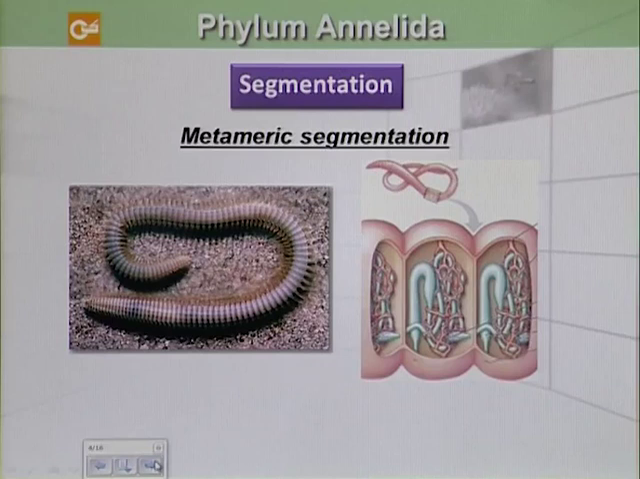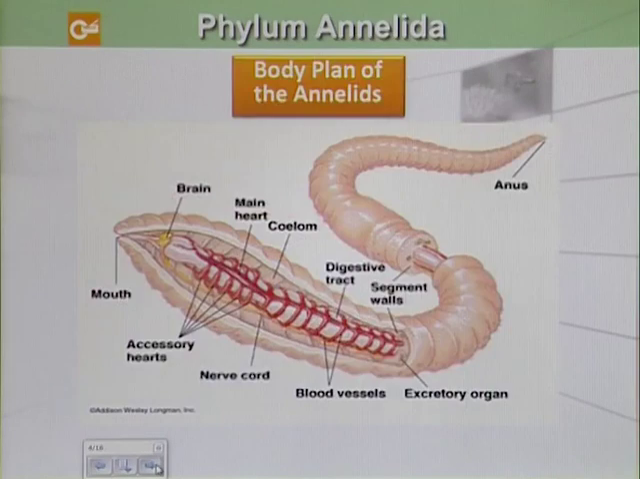In case of this segmentation, we can see that different organs are repeated in each segment, and here in case of annelids, the excretory organs or locomotory organs are repeated in each segment. We can see here the excretory organs are repeated in each segment, while the gut, blood vessels and nerve cords are continuous throughout the length, penetrating each segment.